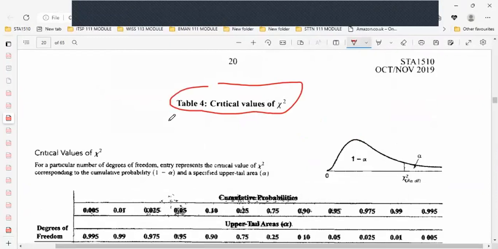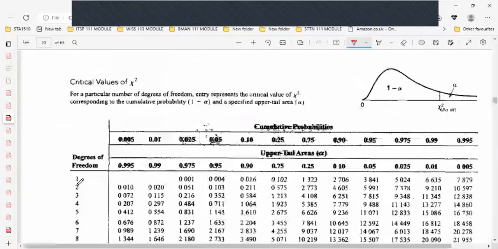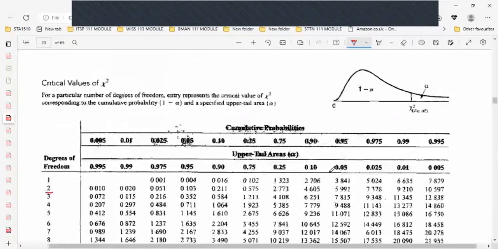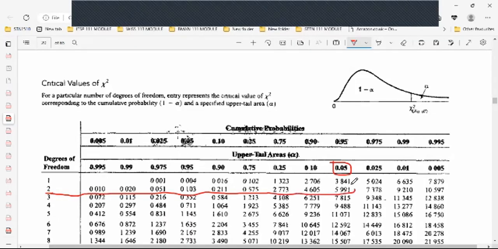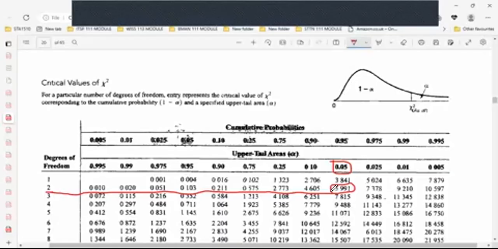You see, critical value. We check what? We check 2 under 0.05. Where is 0.05? This one here. Then here we go. Let's do it. Then here it is: 5.991. That's our critical value.